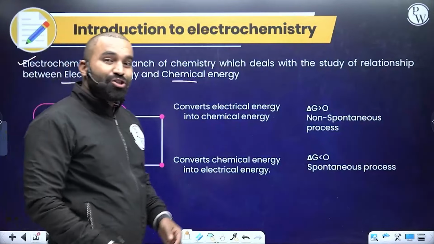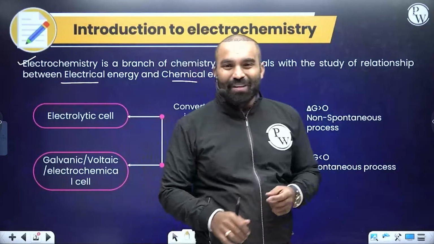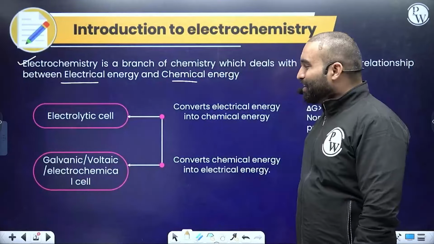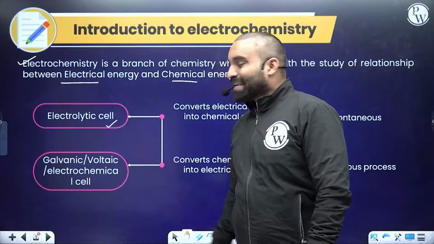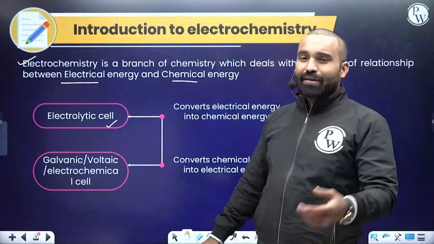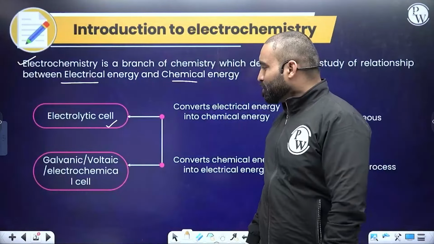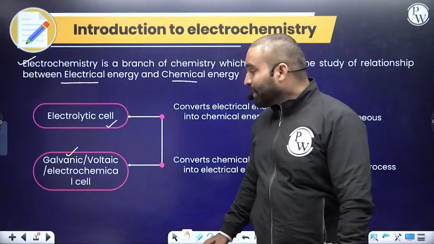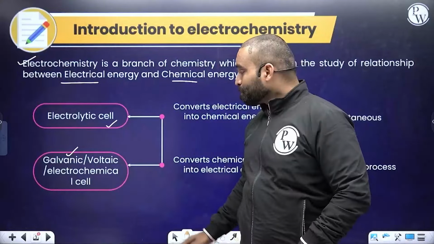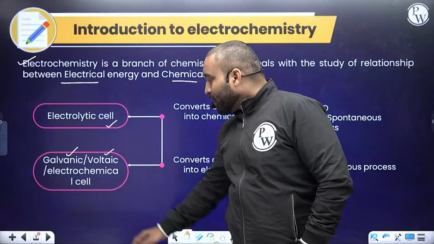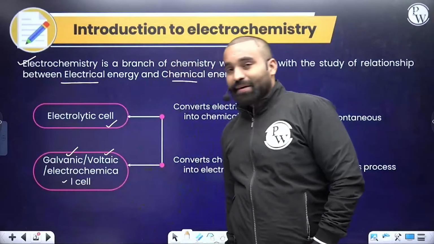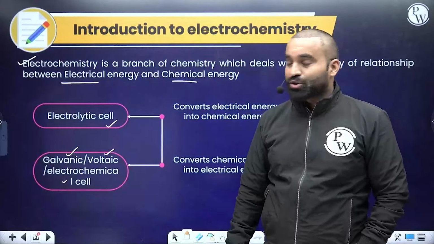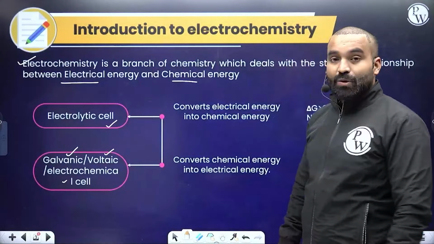Since we need to bring a change, and to do so, we need a device, right? And that device is known as a cell. That cell would be of two types. One is the electrolytic cell, as you wish to pronounce. The other one is known as the galvanic cell. Galvani was the name of a scientist. It is also called the voltaic cell, or you can simply call it the electrochemical cell. There is a major difference between these two types of cells. We'll discuss what those are.